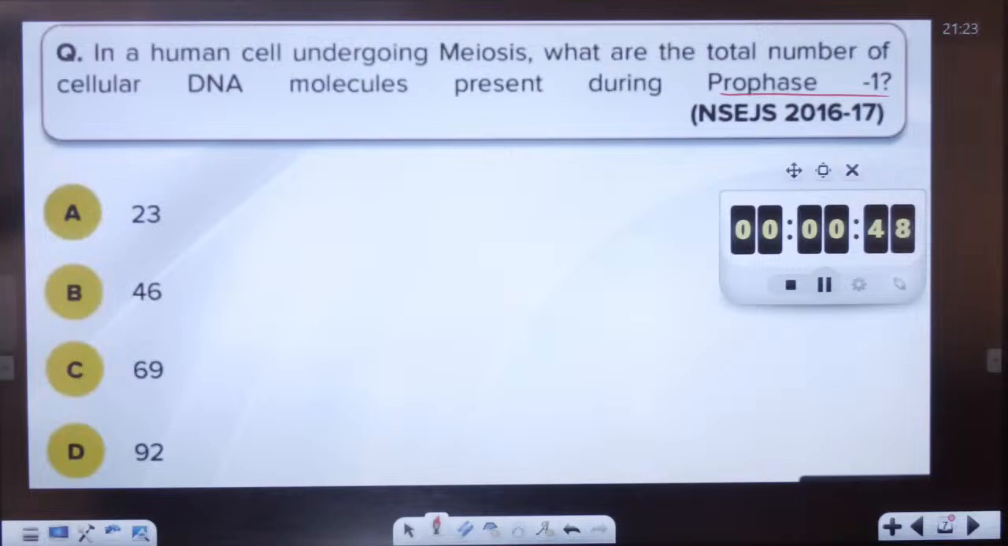Take 1.5 minutes, all of you can take 1.5 minutes. A and B both are wrong.